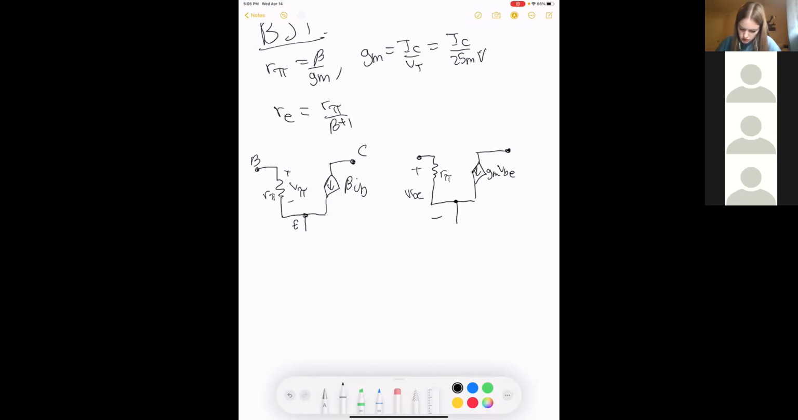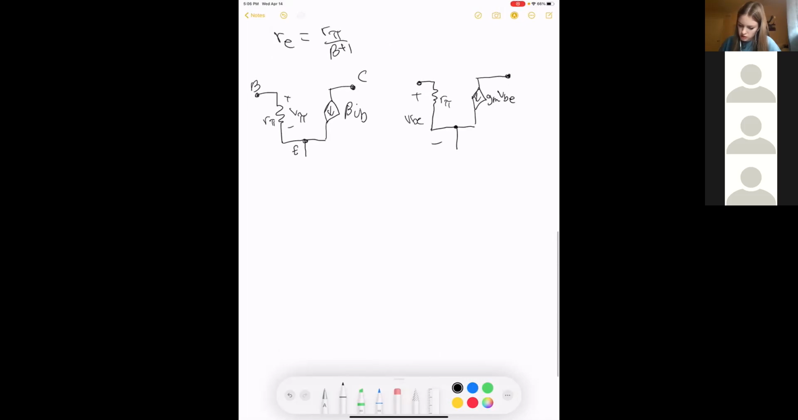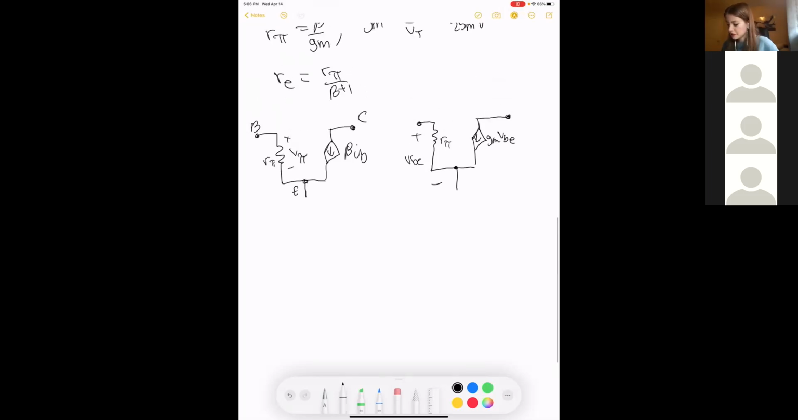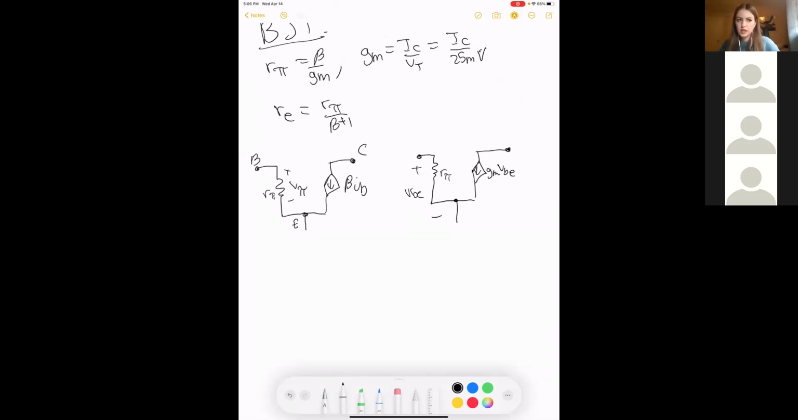re is for the T model. So you're looking at the hybrid pi model. The T model, I can't really describe it, but there are photos of it in our slides. Perfect. It's just a different type of model. So that's what you would be using re for. And which model you use depends on what you know and what you're trying to find, I would say.